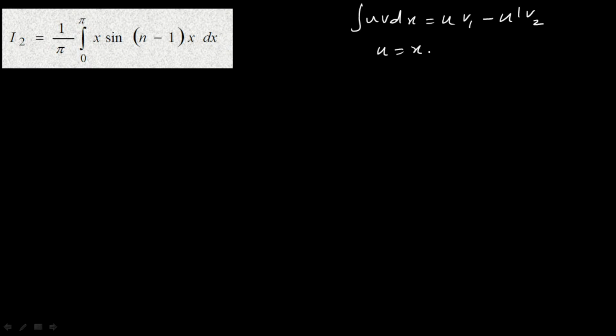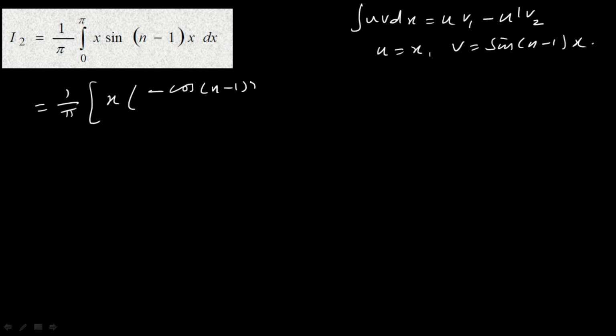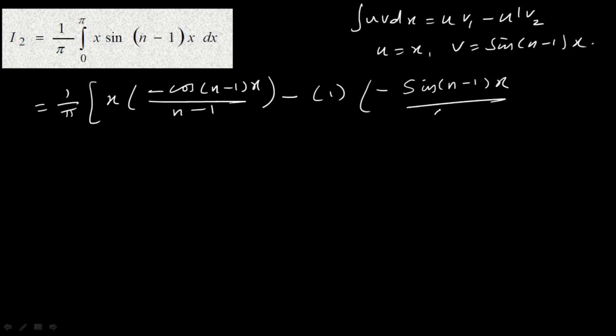Here your u is x and v is sine of n minus 1x. So that is equal to 1 by pi. By making use of the formula, u v1, that is u is x, v1 sine of n minus 1x, you have to integrate what you get, cos of n minus 1x divided by n minus 1, u v1 minus u dash, differentiating x you get 1, and minus, while integrating cos n minus 1x you get sin n minus 1x divided by n minus 1. Already you have n minus 1 in the denominator, so minus sin n minus 1x divided by n minus 1 whole square with the limit from 0 to pi.